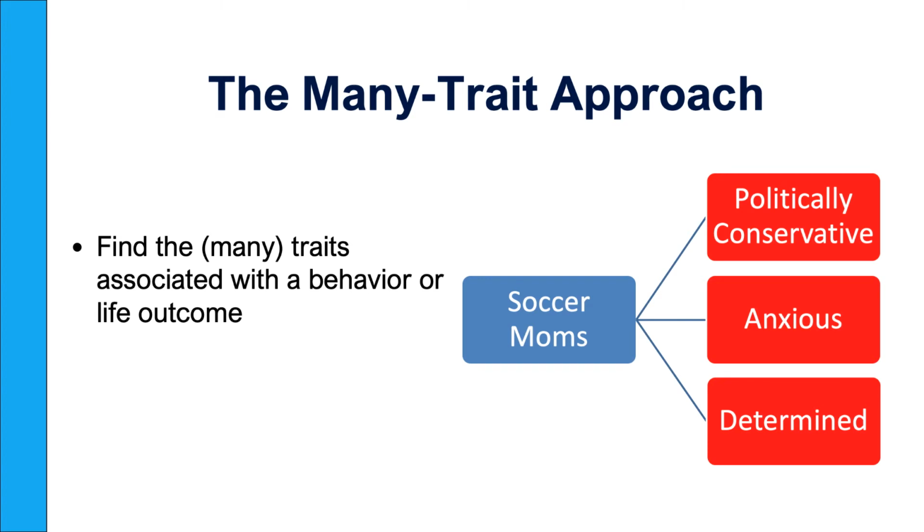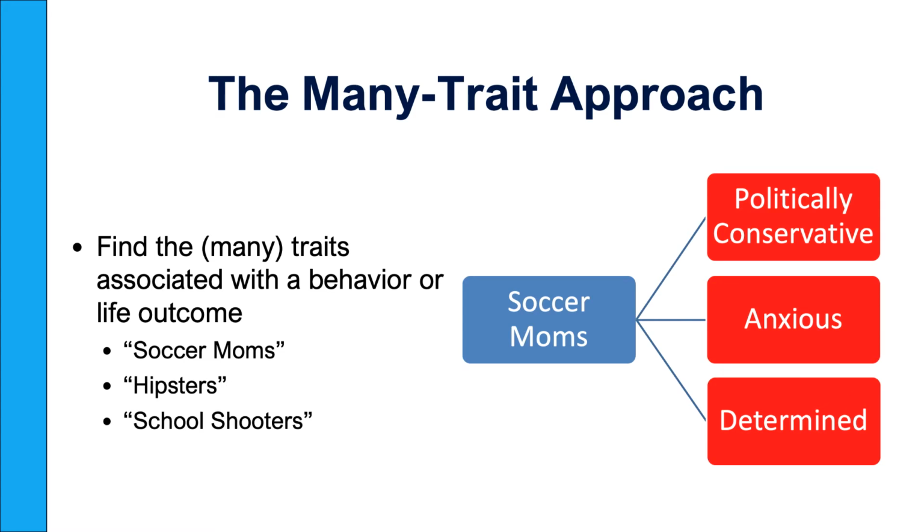So this is an example of using the many trait approach to get a better understanding of a behavior or a life outcome by measuring and determining the traits that are correlated with that life outcome. You could also do this with other behaviors or life outcomes, including hipsters or even school shooters.